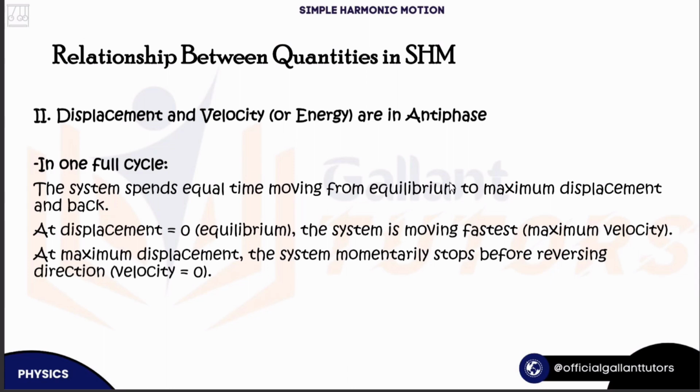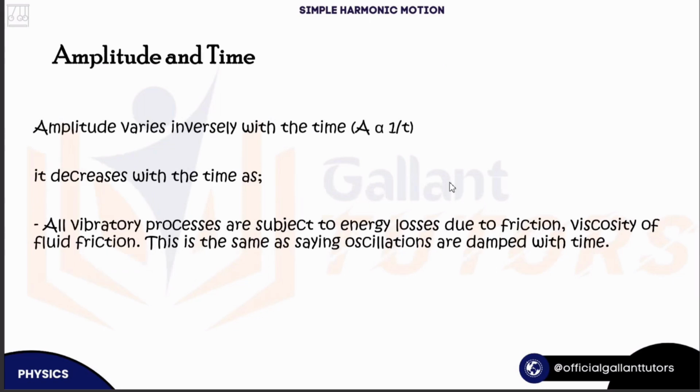The system is momentarily at rest, reversing the direction. Is that clear? Just like I said in the previous slide, amplitude varies with time. Amplitude is directly proportional to what? 1 over time. It decreases as time progresses. All vibratory systems are subject to energy loss due to friction, right? So viscosity or fluid friction, this is the same as saying oscillation dies down with time.